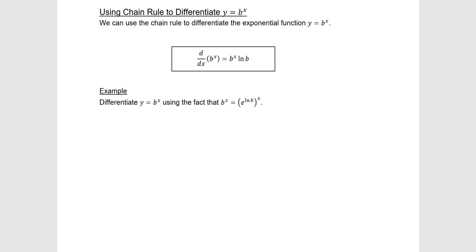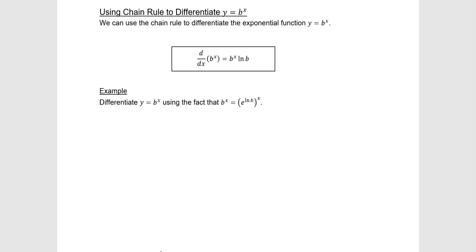And if we're differentiating b to the x, the derivative of b to the x is going to equal b to the x times the ln of b. So typically we're just going to leave it as the ln of b, like the ln of 2, the ln of 3, whatever it is. But that is the derivative for it.